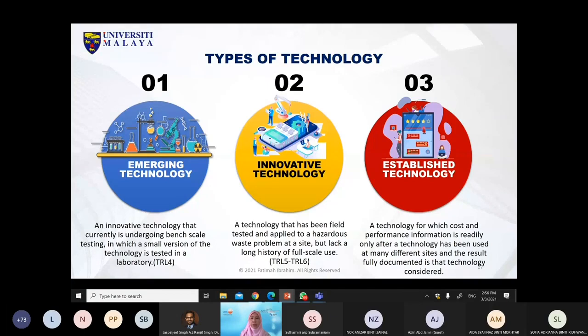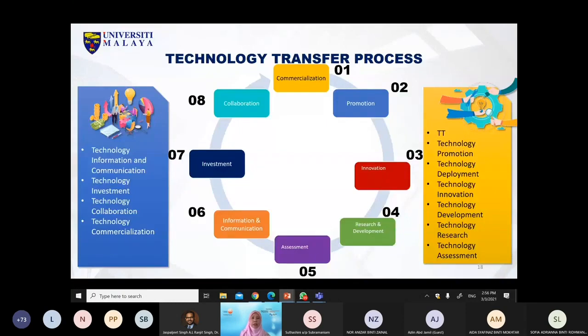And this is fully documented, showing that the technology is ready for the market. It's TRLs 8 and 9. So let us look at the technology transfer processes. There are many processes involved.